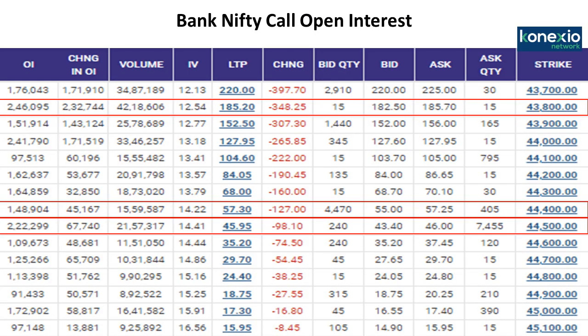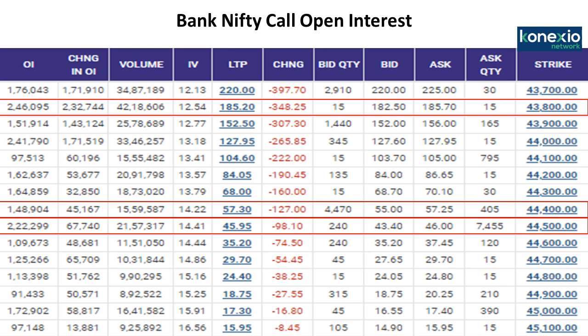You will see on the screen the Bank Nifty calls data. In Bank Nifty calls, the action was seen in 43,800 calls, then 44,000 calls, and 44,500 calls. Now here you can see there has been a significant drop in the option premium.